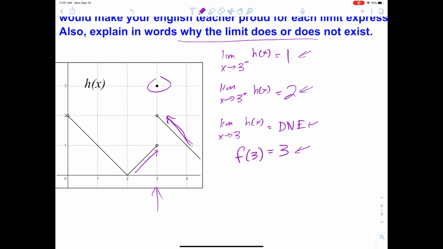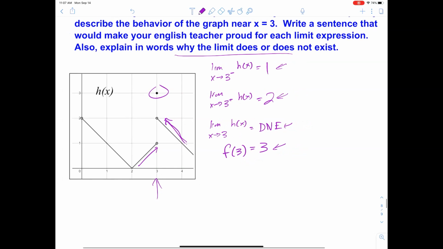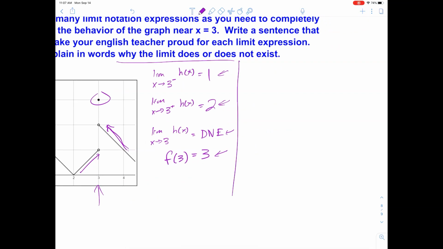So those 4 statements together give the reader, if they didn't have a picture of the graph in front of them, a really good idea of what's going on with the graph. Okay? Now we've already translated these limit statements directly to English, so I'm not going to write that out here, but I'll say it verbally. The limit of h of x as x approaches a value of 3 from the right is a height of 1. Okay? So you do that for these 3 limit statements.